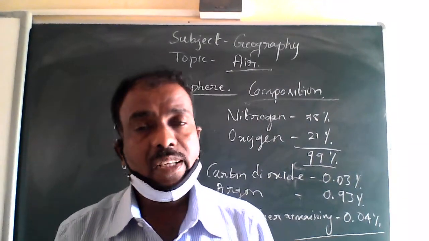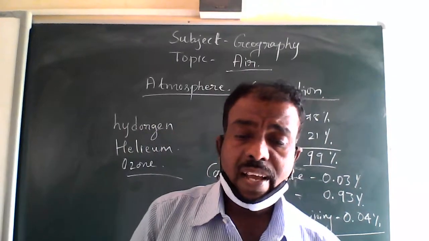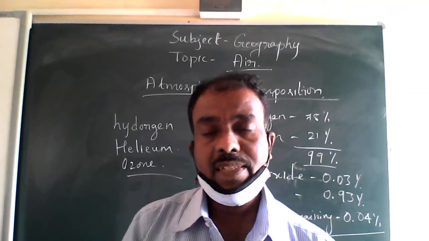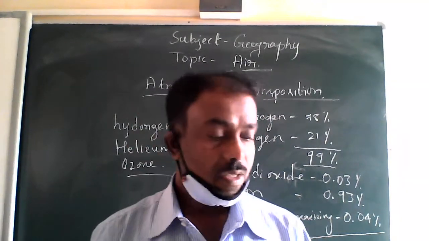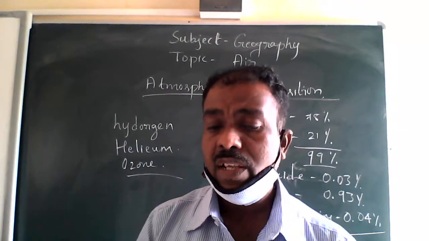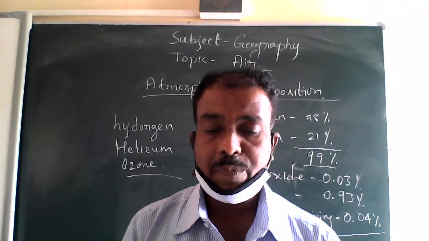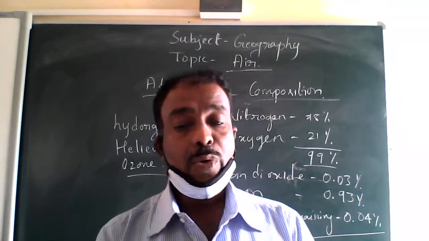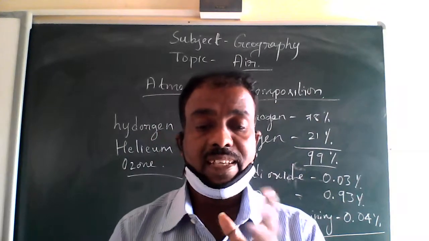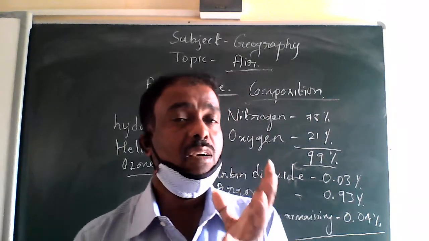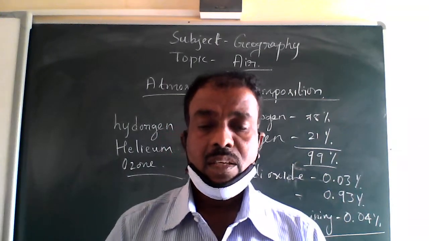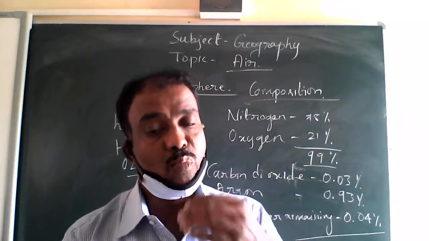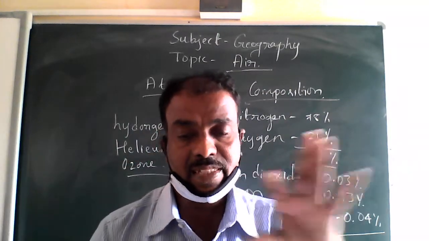Then after that, dear students, carbon dioxide is another most important gas in our atmosphere. See, green plants use carbon dioxide to make their food and release oxygen. That we used to call the process of photosynthesis. See, actually the green plants are using carbon dioxide to make their food and release oxygen.